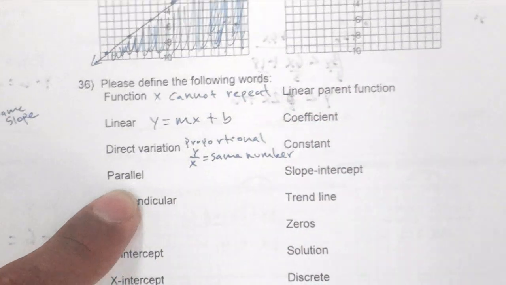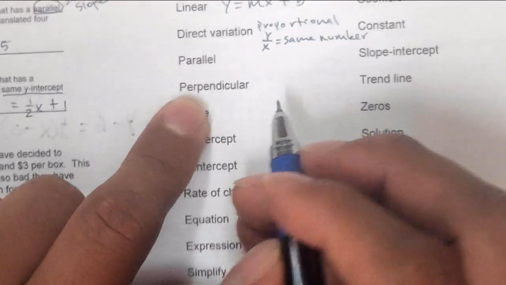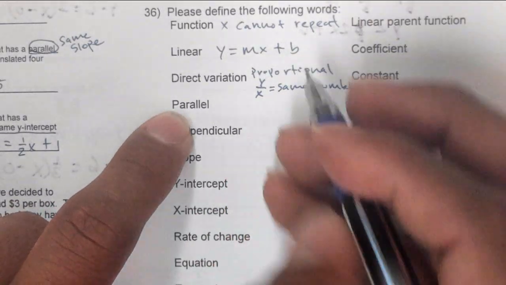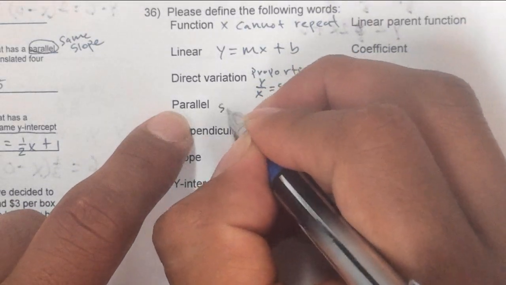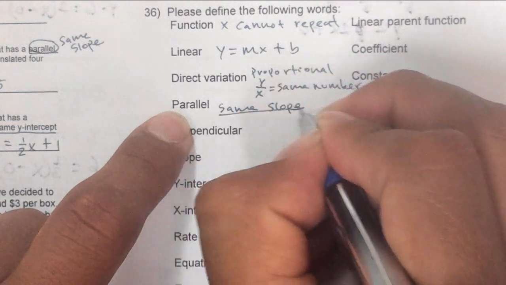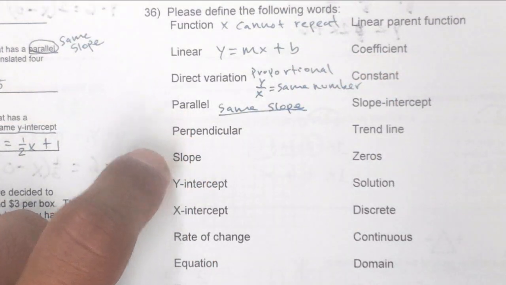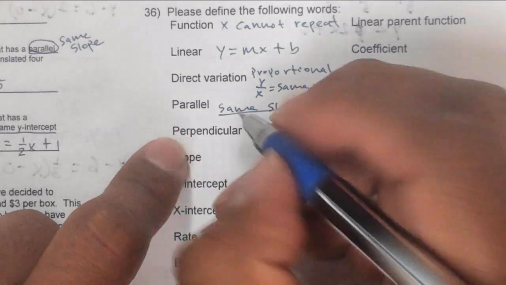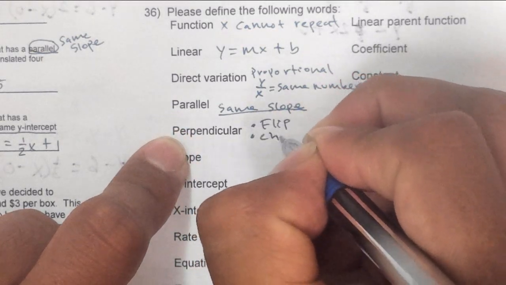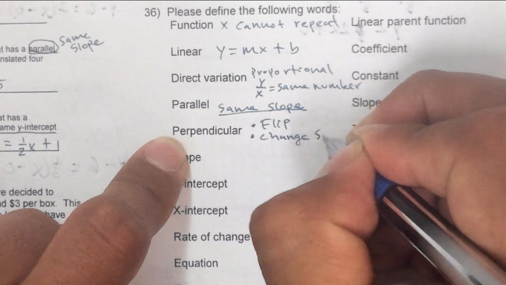You always get the same number. Okay, parallel. Please don't write do not touch. Yes, I know it doesn't touch. I want you to put same slope. This is the main thing in algebra. Parallel have the same slope. Perpendicular, we talked about it, is flip and change sign.